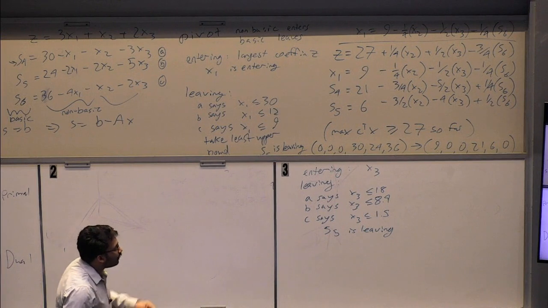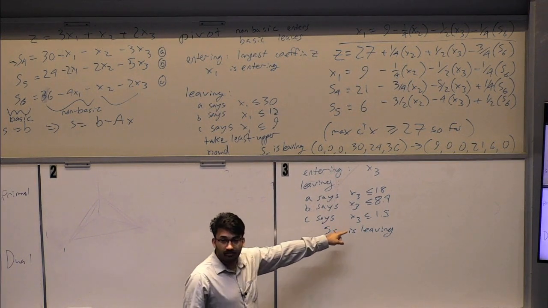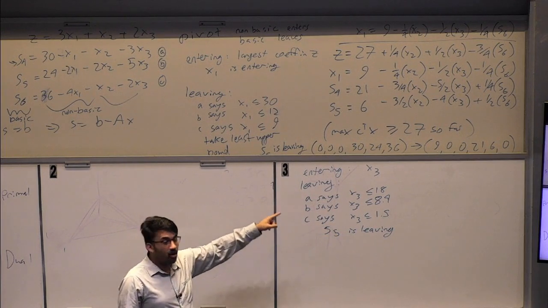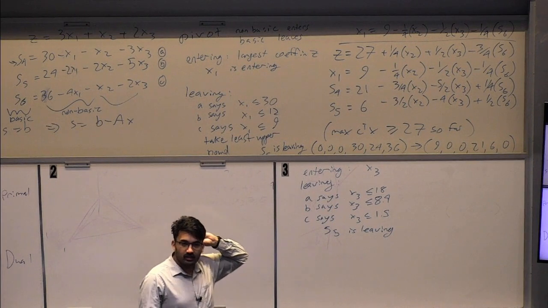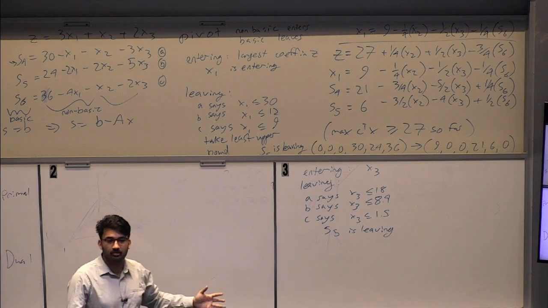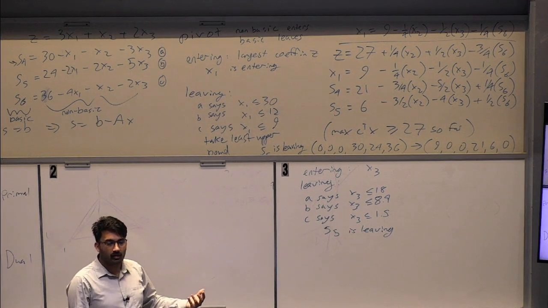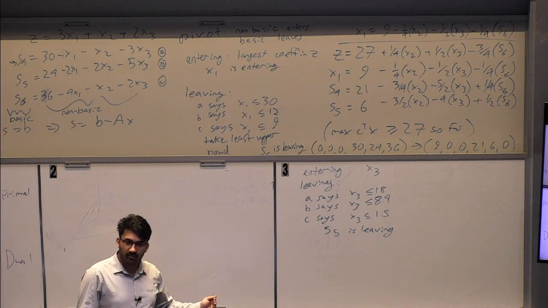By the way, before we get into that, if we know that x3 can't be greater than 1.5, what about our objective function? We know that the objective function currently is at least 27. By objective function I mean the optimal solution is at least 27. It could be more than 27. But by increasing x3, we're going to increase it by at most 1.5 worth of x3 by choosing that plane.